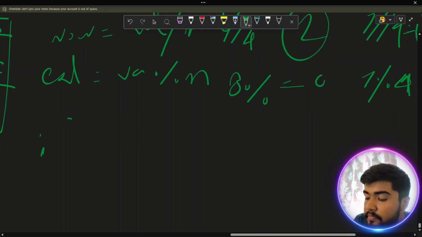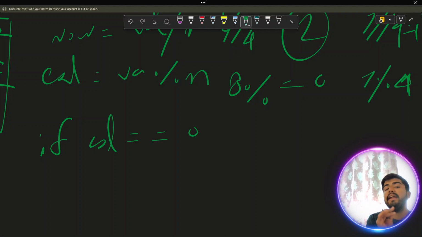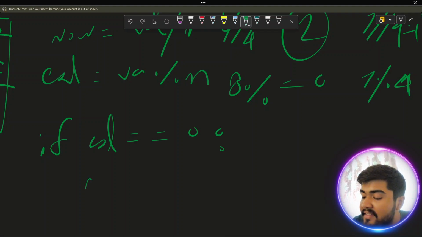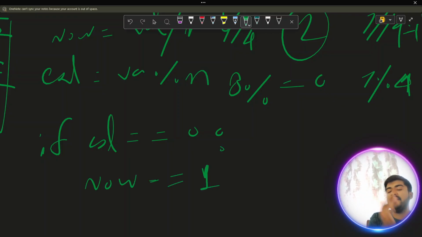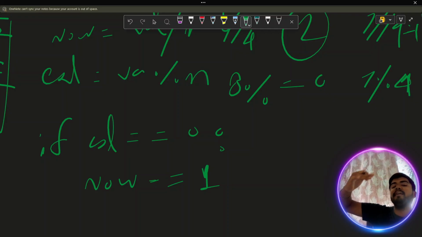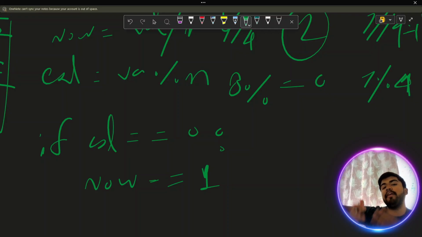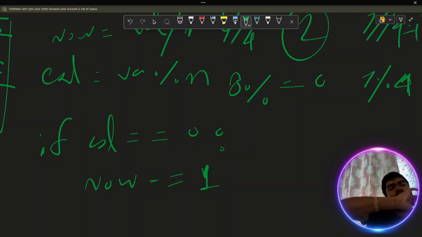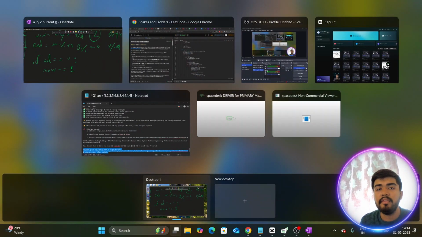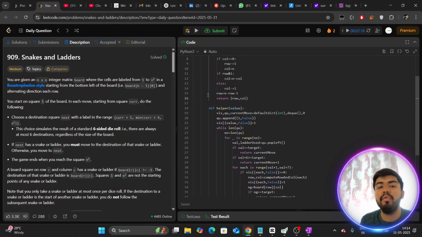If your column is coming out as 0, that means a complete division has happened. In that case, just decrement your row by 1, because it has bumped up one place ahead, dividing exactly with the n value. So your row is one lesser. You are on the extreme, I agree, but you are one row lesser. That is the thing you have to take care of.